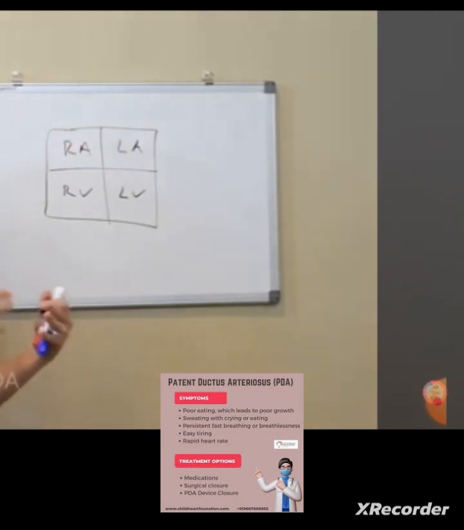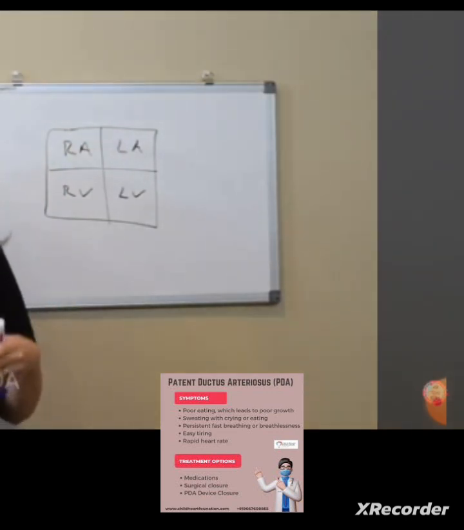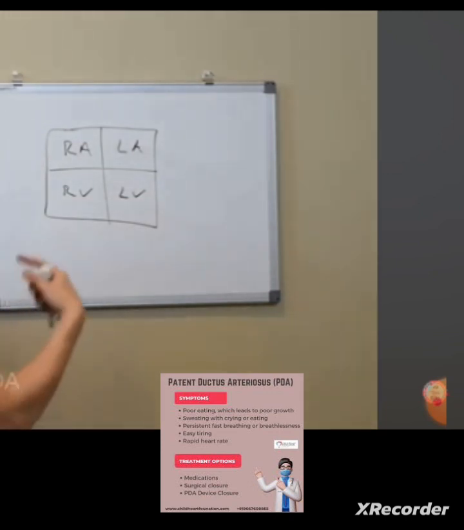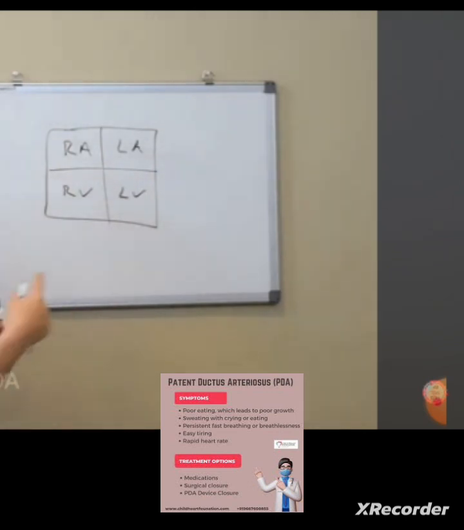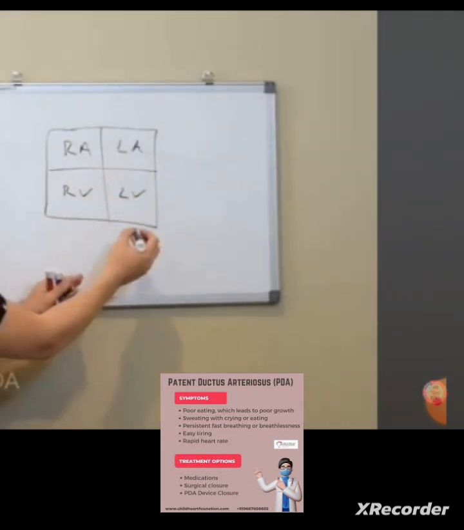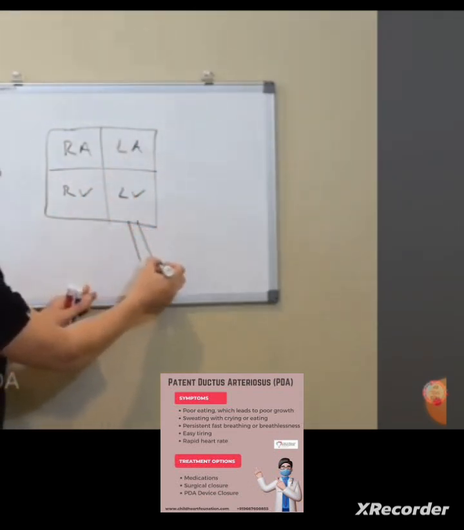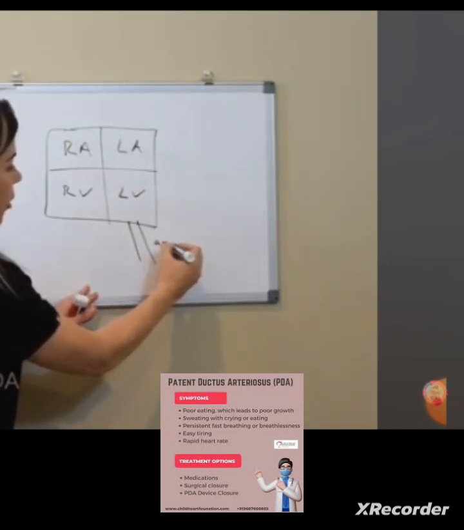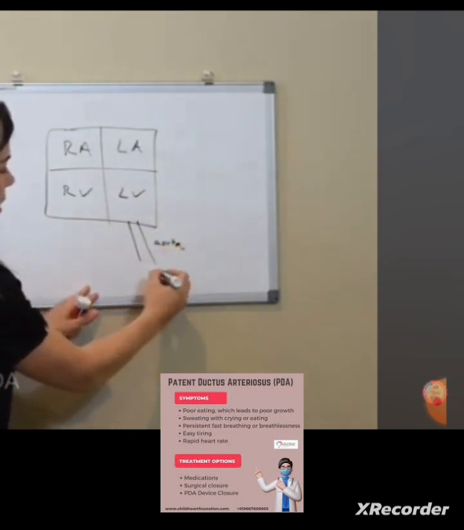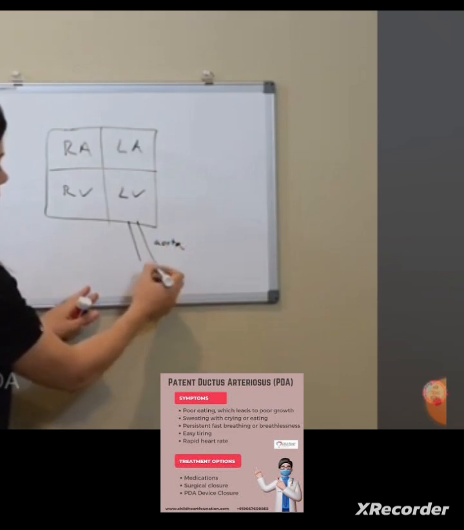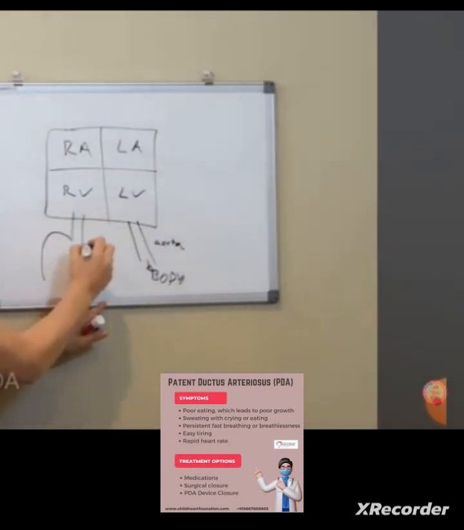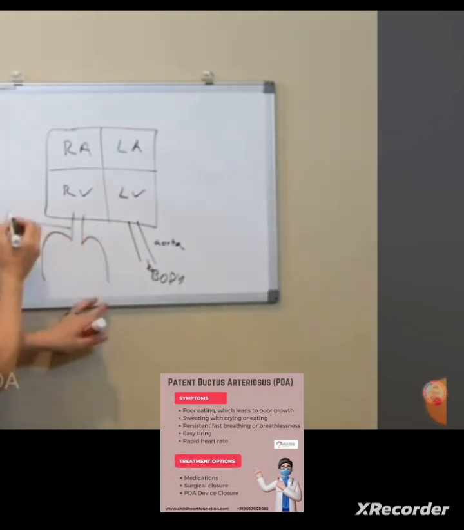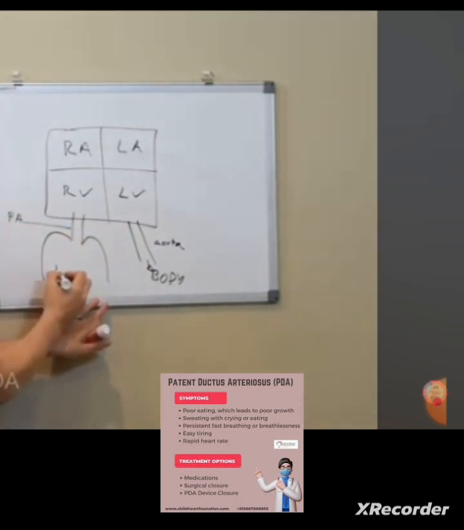Remember, whenever we draw anything or whenever we look at x-rays in medicine, we're always assuming that we're looking at somebody. So imagine that you're looking at me, this is the left side of my heart, this is the right side. So left atrium, left ventricle, and then the left ventricle pumps to the body, so through the aorta, so this goes to the body. The right ventricle pumps blood to the lungs. And this is the pulmonary artery. These are my lungs.